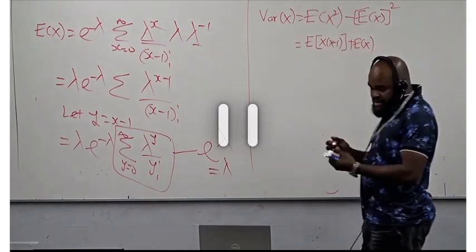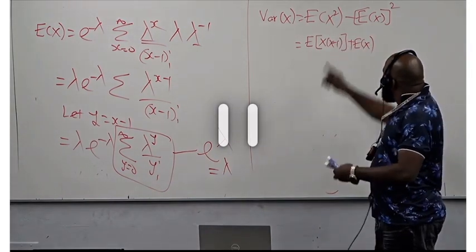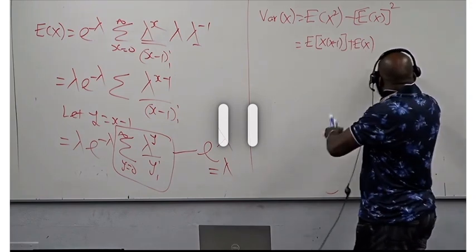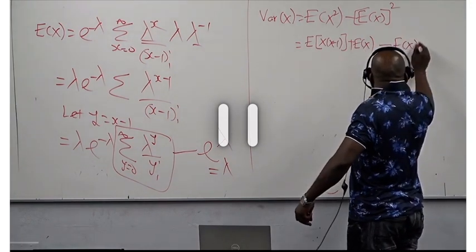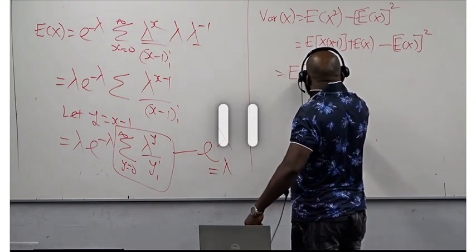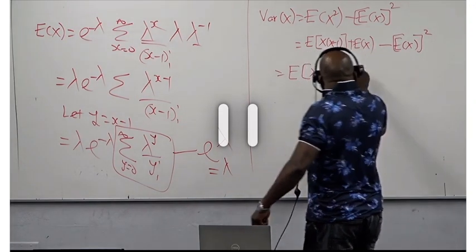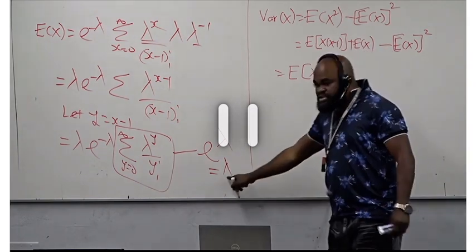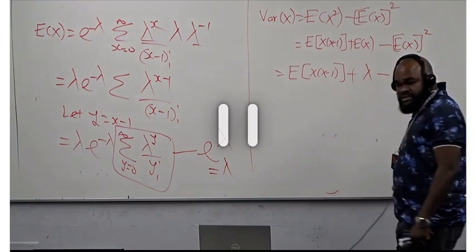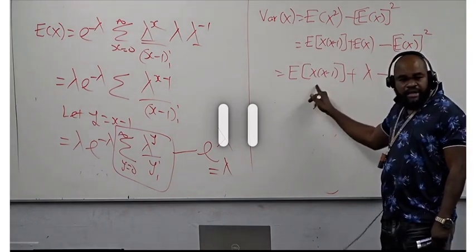This guy, s squared, is the same thing as this plus this. You know that? Okay. Now, minus this guy. So right now, expectation of x into x minus 1. What is the E of x that we just derived? Lambda minus lambda squared, right? Then we need to work on this guy.